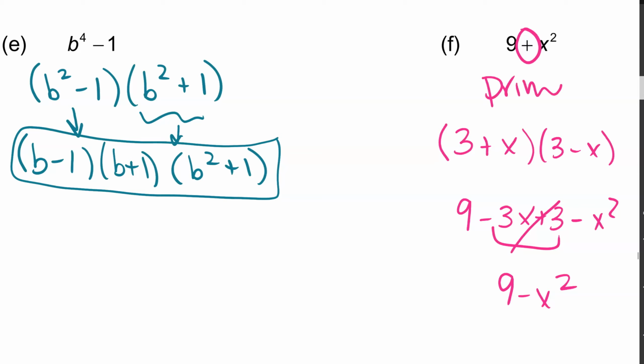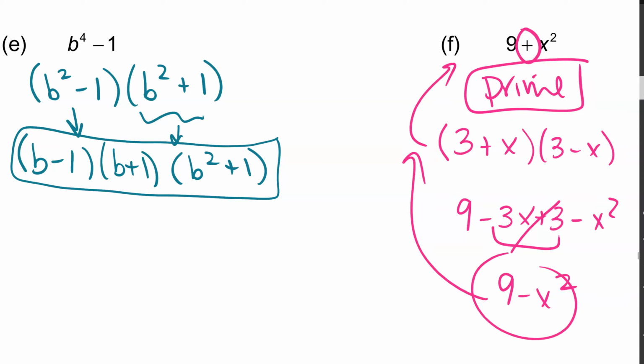Why is it a negative? Why not just do 3 plus x? This is not it. I was testing to see if this is the same, and this is not the same. That's how we know it's prime. In parentheses, 3 plus.